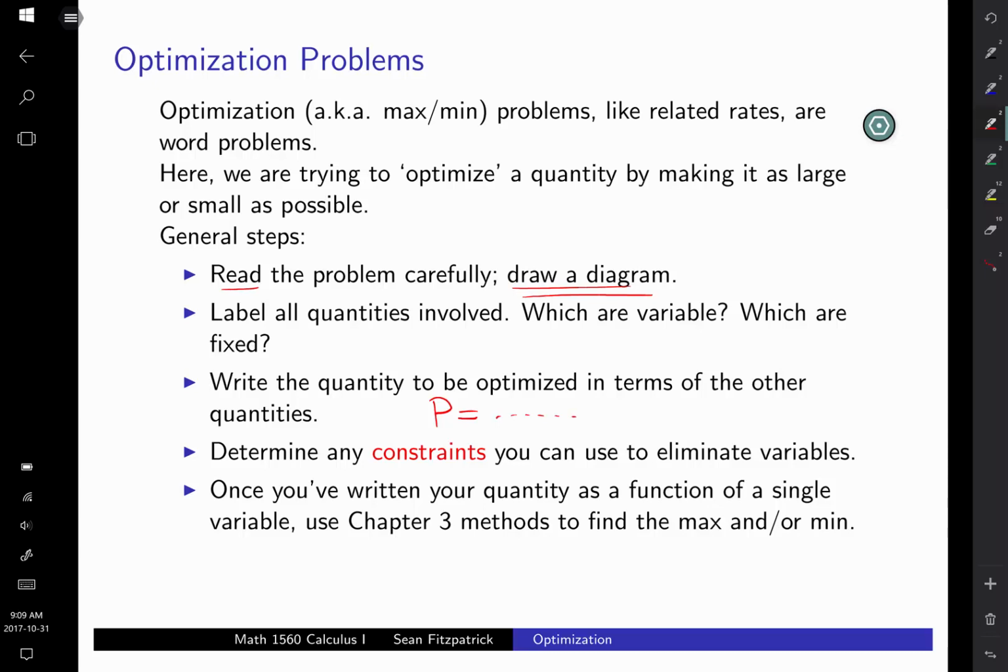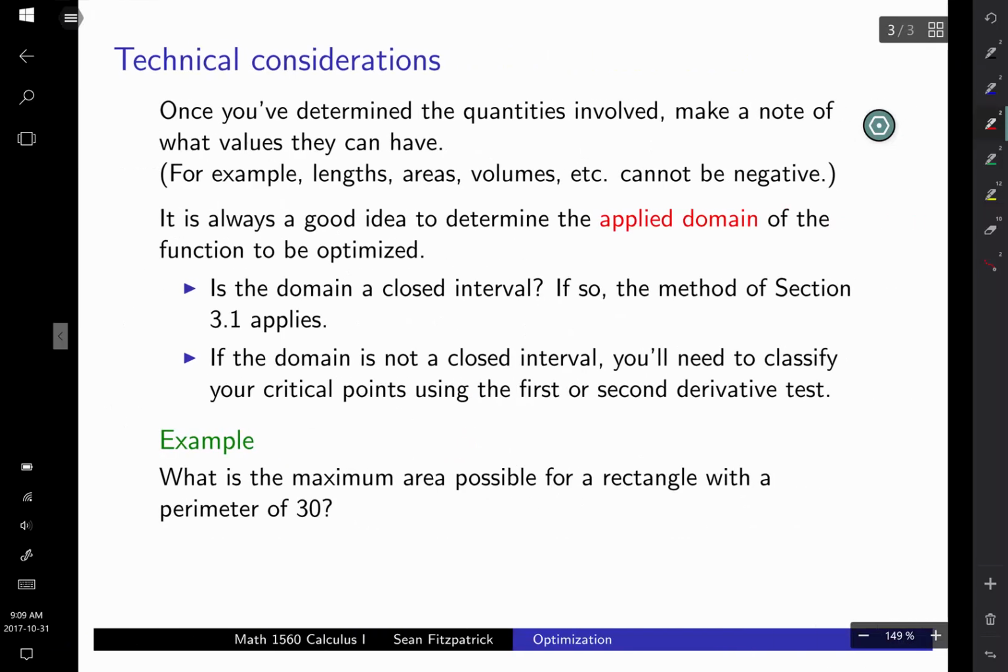Once we've got it in terms of a function of a single variable, well, then all the techniques of chapter 3 come into the picture, and we know how to solve the problem, right? The rest is just calculus. A couple of technical considerations to keep in mind. You want to pay attention to the so-called applied domain, right? So you're going to be writing down some function. It might involve more than one variable initially. You're going to cut that down to one variable, but you want to pay attention to what values that variable can have.